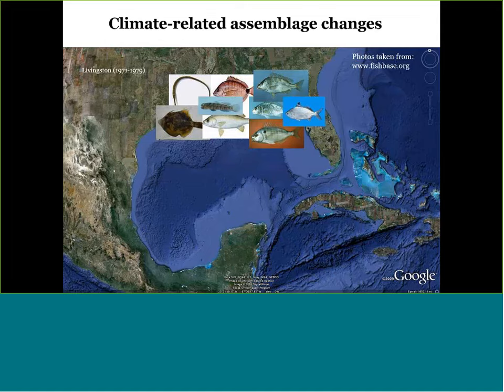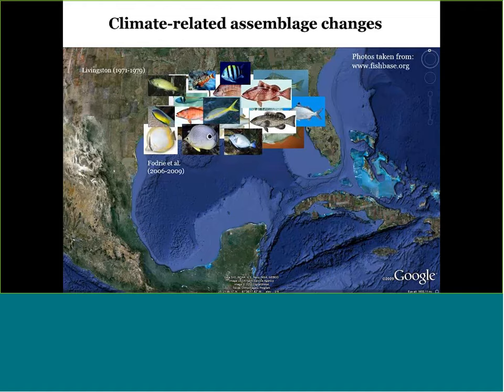But there's also spot and pigfish and a perch, and there's a goby. And on the lower left, there's a filefish, and on the upper left, there's a pipefish. But this is a very temperate fauna. And when we sampled in 2006, we saw these same fishes, but we also saw these new arrivals.